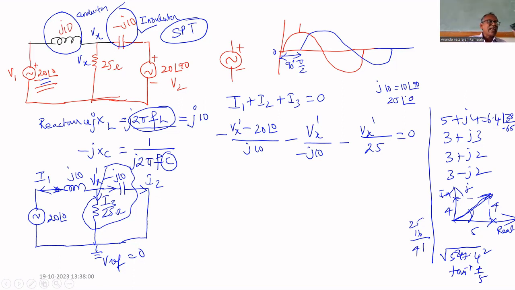In a calculator, you can easily convert by calling the functions polar and rectangular. 5 plus J4 is rectangular form. That can be called in polar form: 6.4 angle 38.65 is called polar form. I think all of you have the FX 991 MS, am I correct? Most of you will have this, that's why I am telling this. Otherwise, you have to refer to the manual.